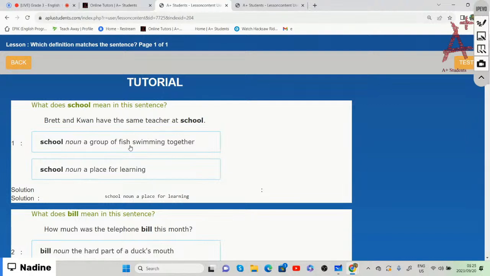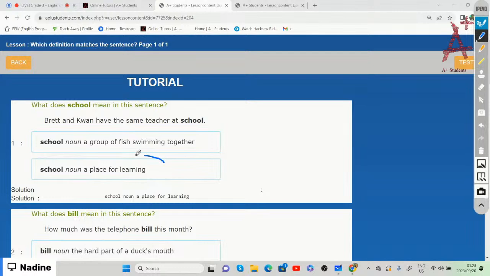All right, so if we look at the sentence, Britt and Quan have the same teacher at school, then it means that the second option is correct, which is school, a place for learning. The teacher at school, it's a place for learning, not a school of fish. All right.